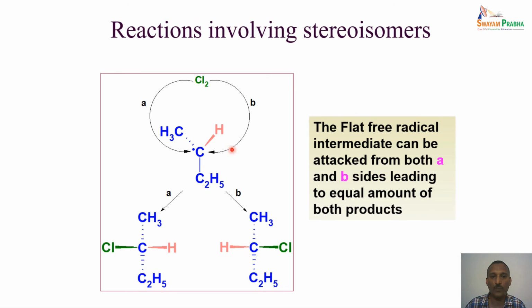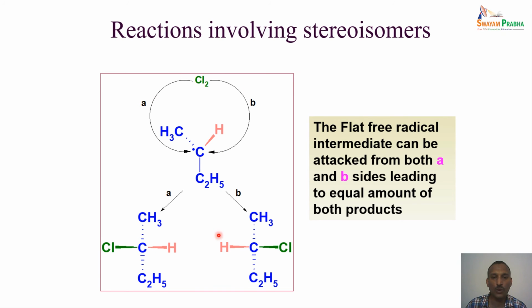Now, how does the reaction actually proceed? In this particular case, the chlorine atom forms a flat free radical intermediate, with the free radical on the central carbon. The chlorine molecule can attack this radical from either side A or side B. We have equal probability of attack, because this is a planar radical, so there is no difference in whether it attacks from one side or the other.